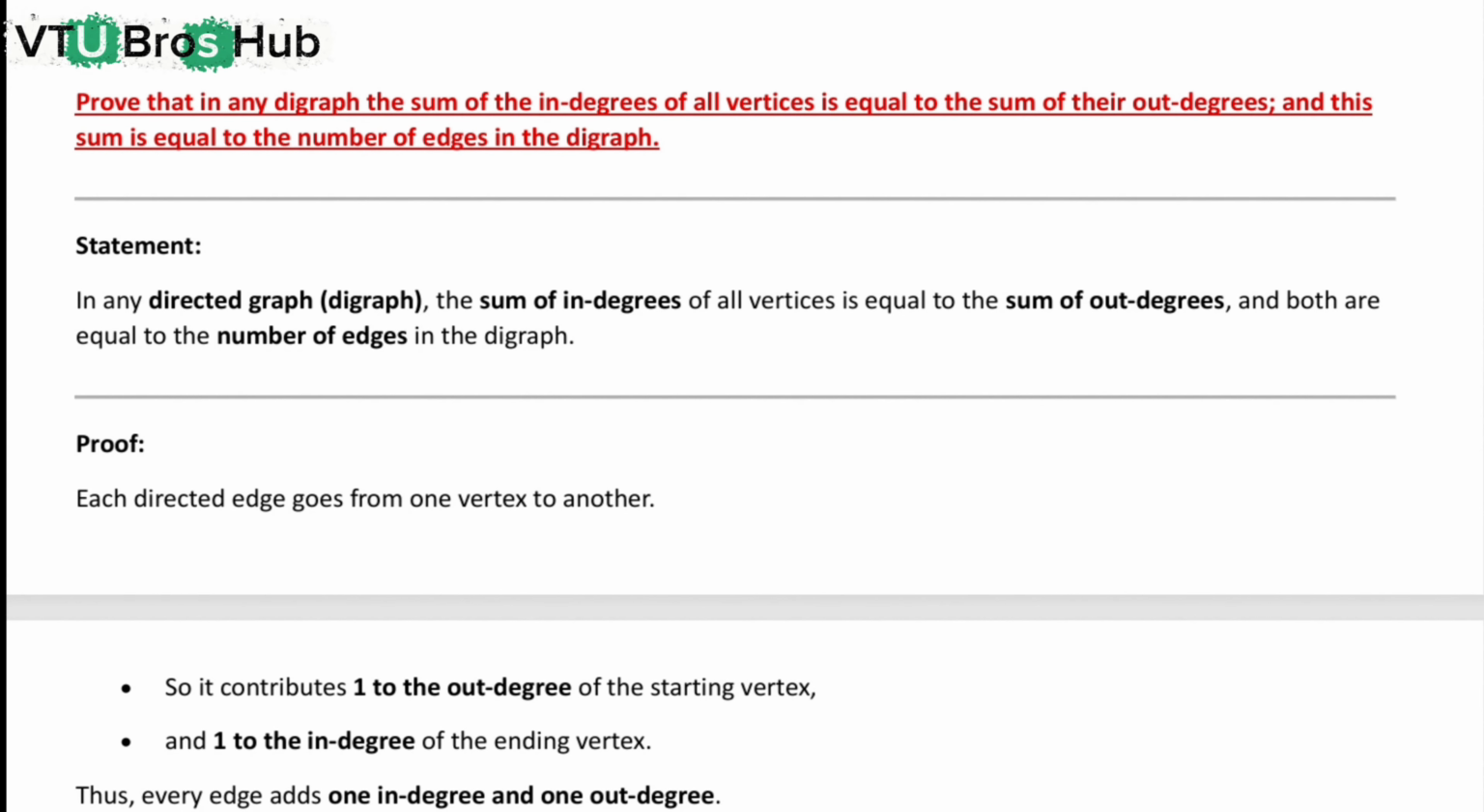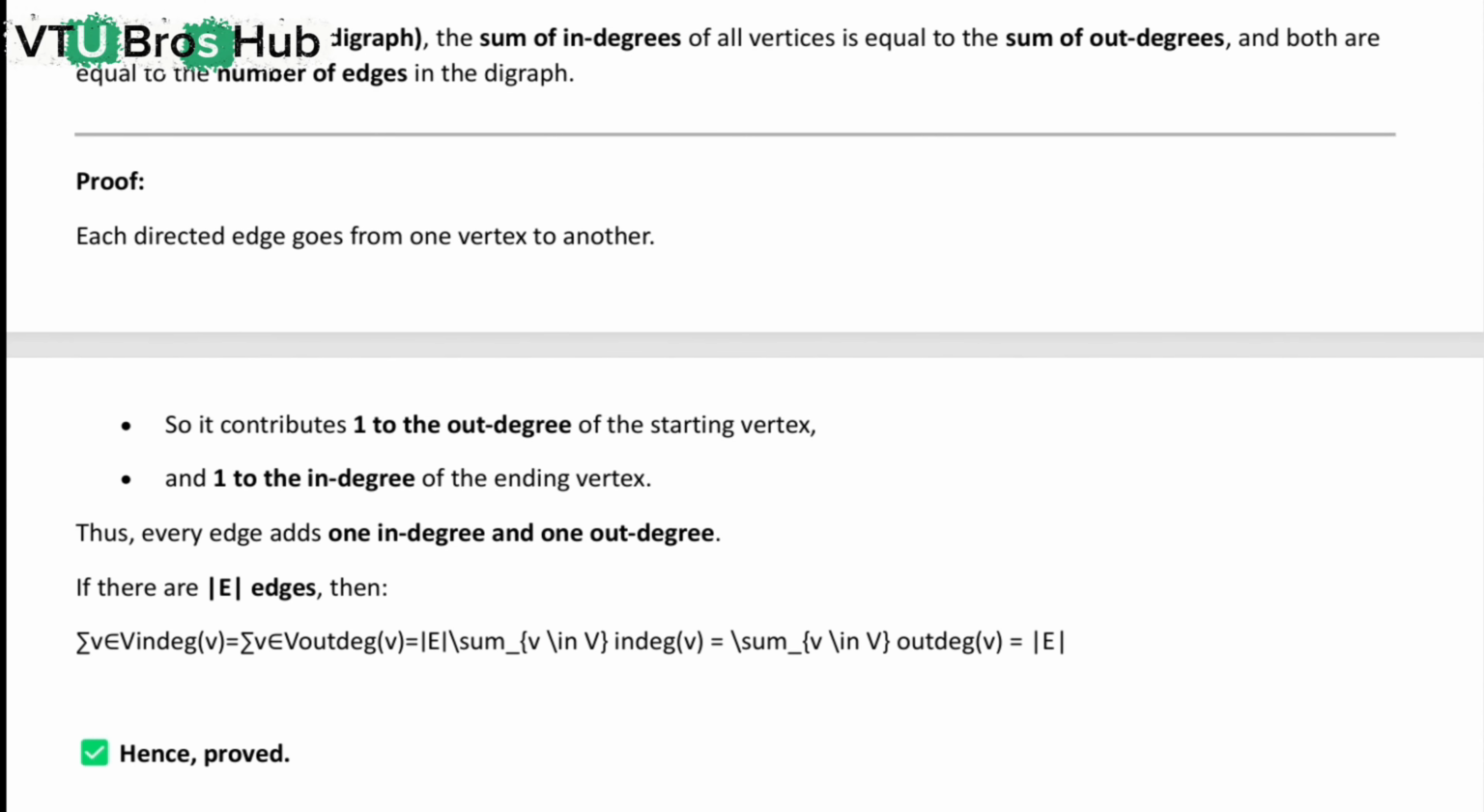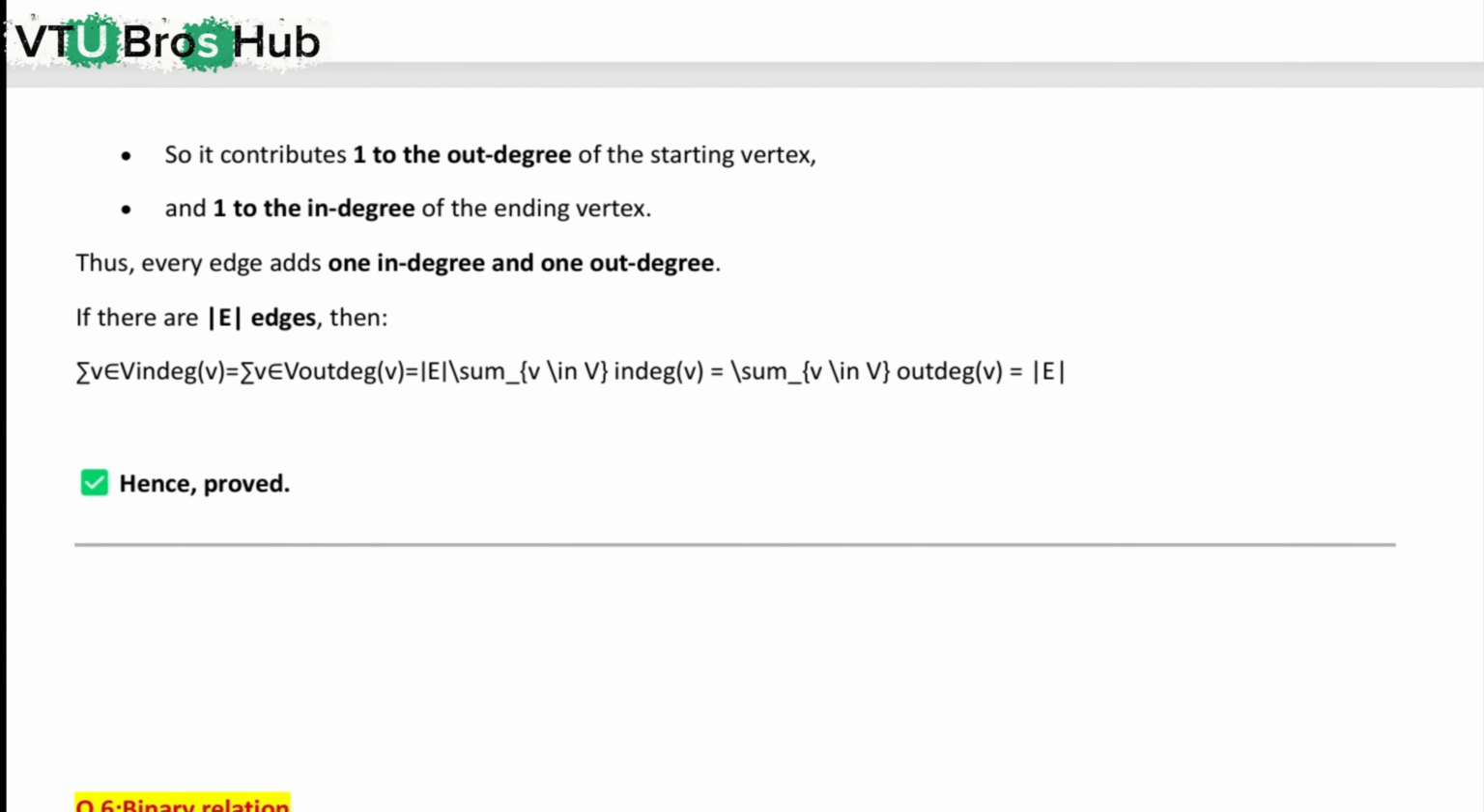Proof. Each directed edge goes from one vertex to another, so it contributes one to the out degree of the starting vertex, and one to the in degree of the ending vertex. That means every edge adds one in degree and one out degree. Let's say the total number of edges in the digraph is E. Then the sum of all in degrees is E, and the sum of all out degrees is also E. This can be written as sum of in degrees equals sum of out degrees equals number of edges. So we conclude, the summation of in degree of all vertices equals the summation of out degree of all vertices, which is equal to the total number of edges, hence proved.